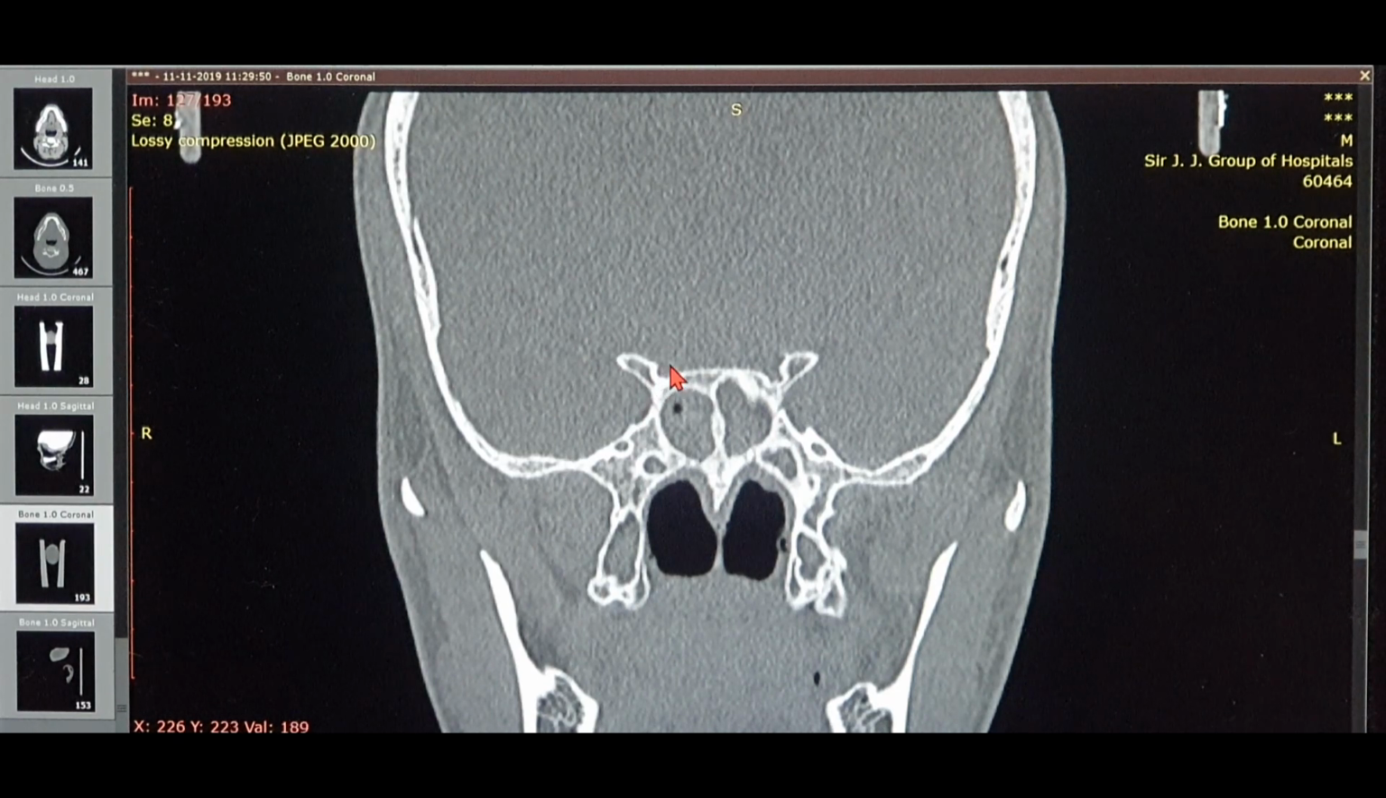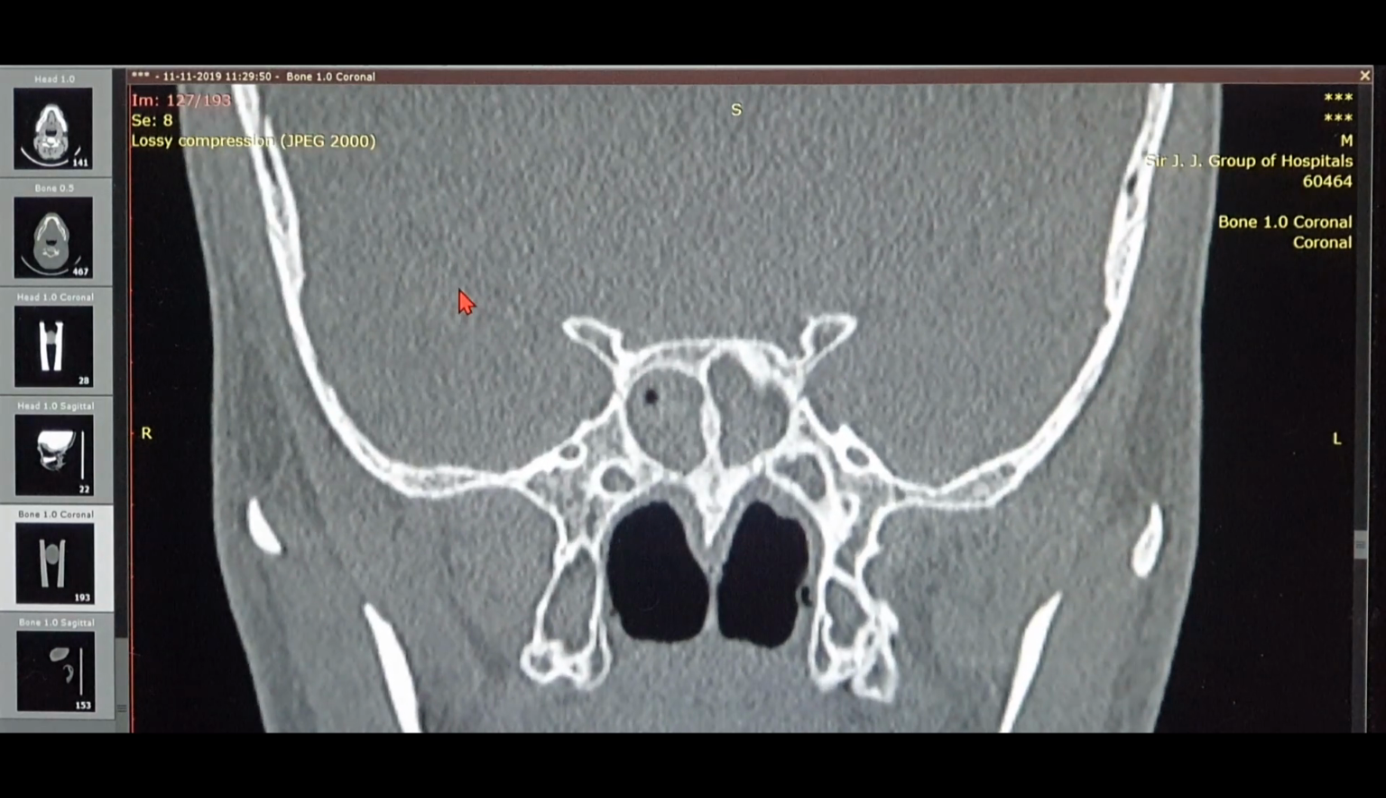So you can see on the medial aspect, you can see a cup shape. I'll just zoom in on this for you guys. You can see this C-shaped, or you can say a cup-shaped depression over here on the medial aspect of the anterior clinoid process. Yep, that's nothing but the optic nerve.